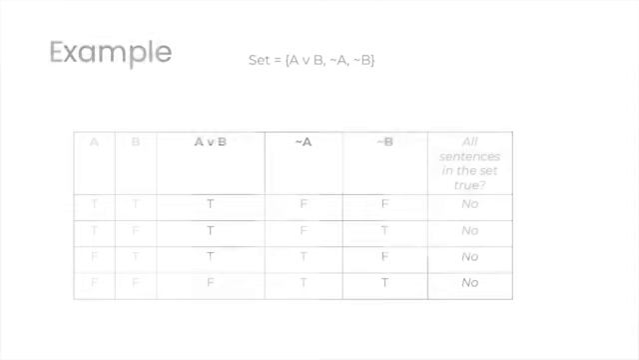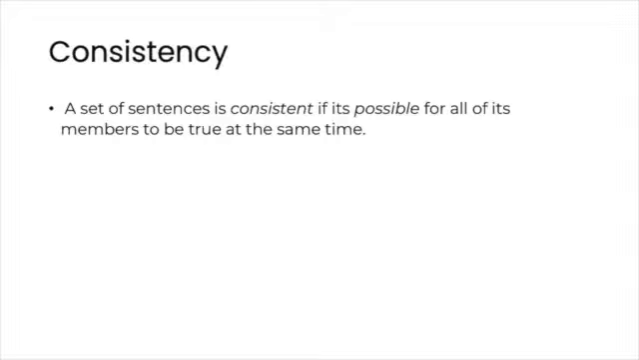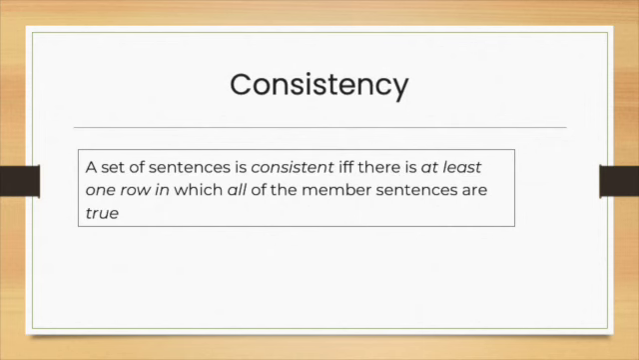The other member of the pair is consistency. A set of sentences is consistent if it is possible for all its members to be true at the same time. When we say at the same time, what we mean is at the same assignment. Remember that a truth value assignment corresponds to a row of a truth table. So in those terms, a set of sentences is consistent if and only if there is at least one row in which all of its member sentences are true.